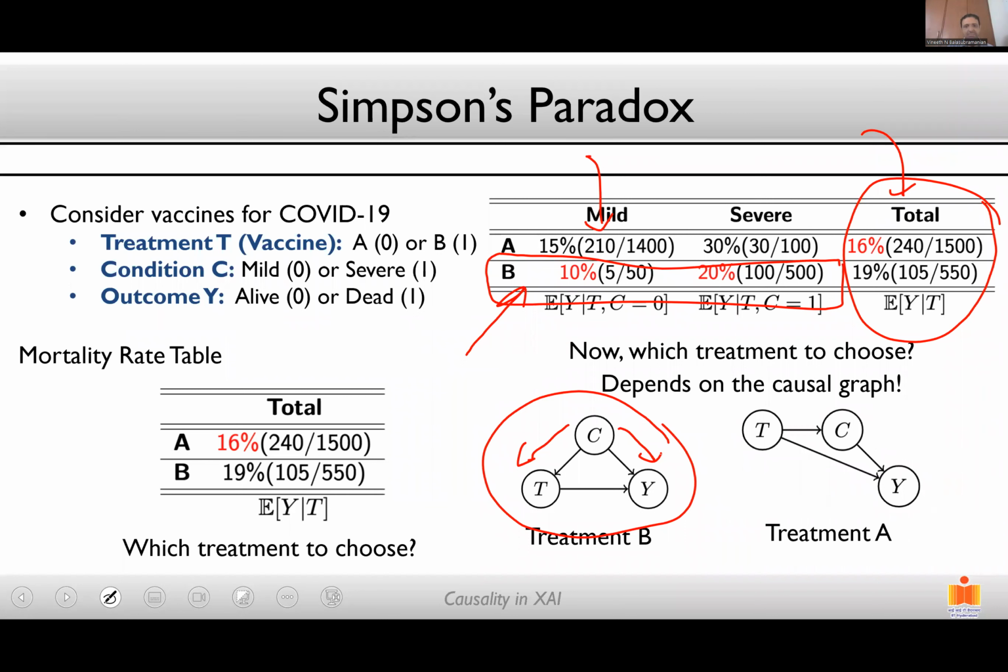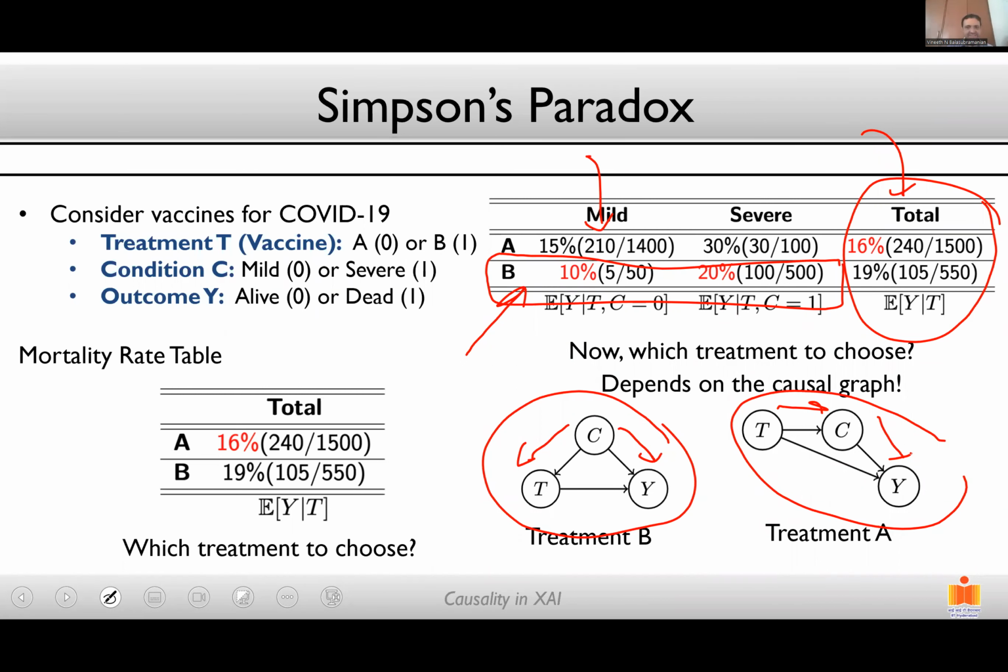Because it's very clear that treatment B or vaccine B gave a lower mortality rate under both mild and severe conditions. On the other hand, if your treatment influenced the condition, the condition did not influence the treatment, and the condition influenced the outcome, you can as well go for vaccine A. Now it depends on how the variables are actually connected to each other, or what is the real causal graph behind the data. And according to that, you can actually make a prediction.